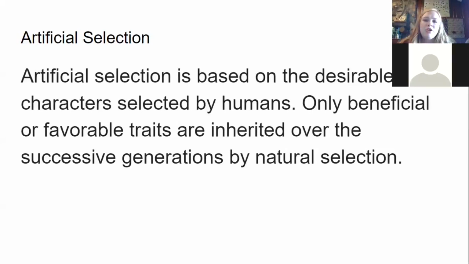So again, artificial selection is something where humans are involved, and they choose desirable characteristics that they would like to see expressed in the animal. So this is only beneficial, though, if the favorable traits are inherited over the successive generations by natural selection. So natural selection still plays a part in artificial selection, but artificial selection in the end is actually going to play a bigger role because that is the human selecting both specimens.